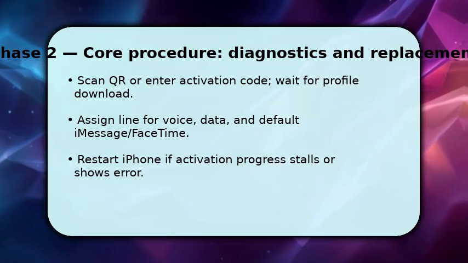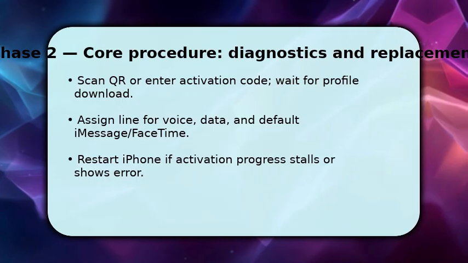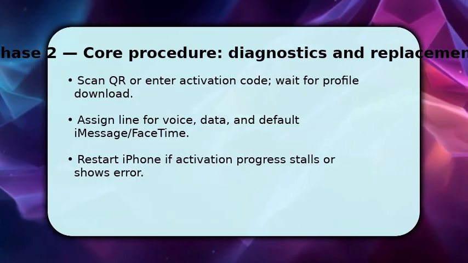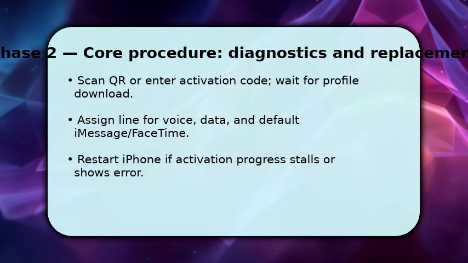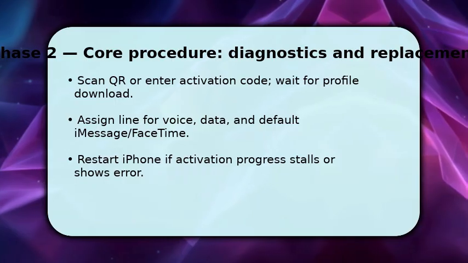You must assign the eSIM for cellular data or for voice, choose primary or secondary accordingly, and set default voice line or enable cellular data switching if needed. Make sure iMessage and FaceTime use the correct number in their settings.